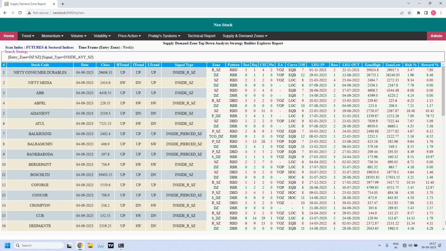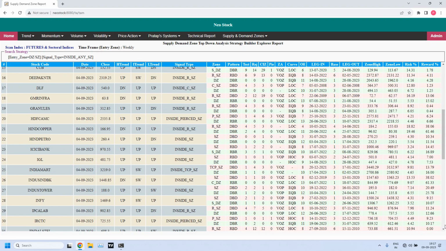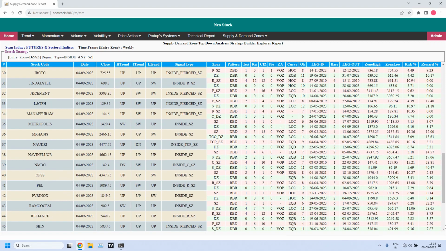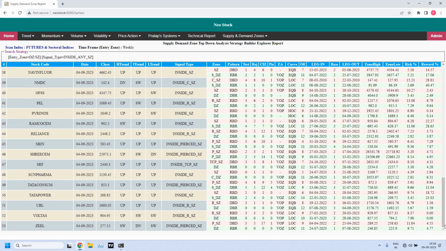This is the first 16 stocks. Let me go to the next list. Scrolling down. This is the next list of the stocks. I'm scrolling to the next list. And the final list of the stocks.